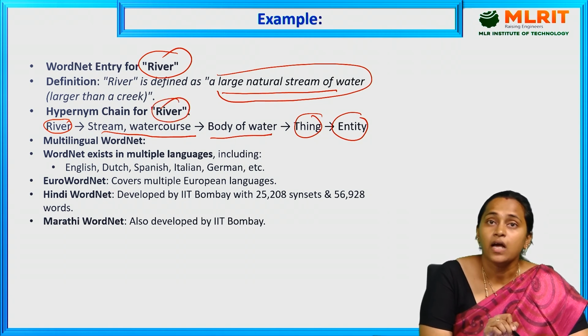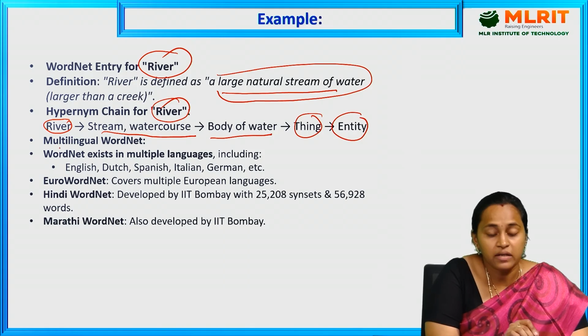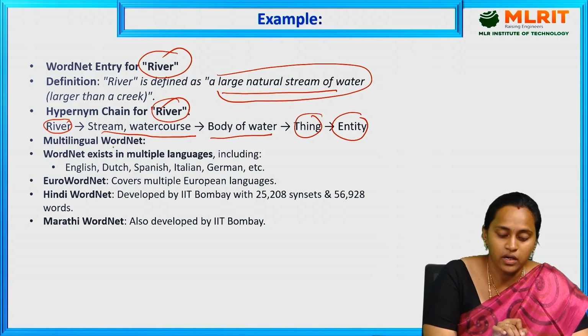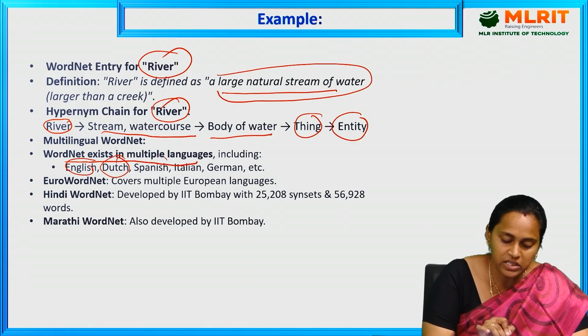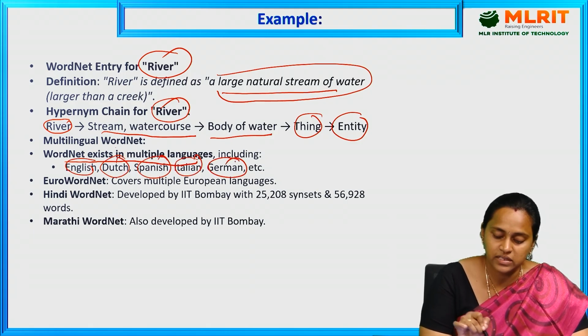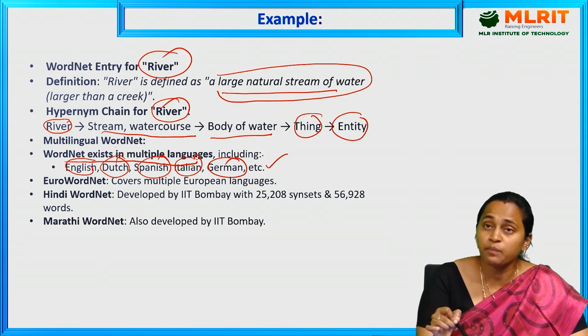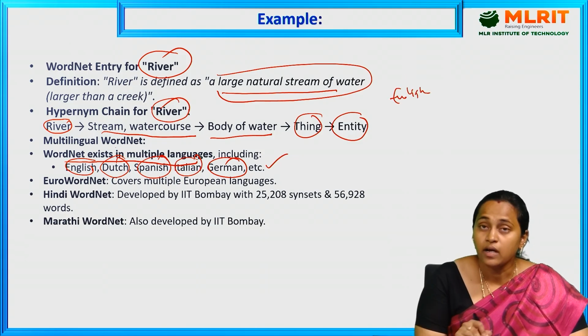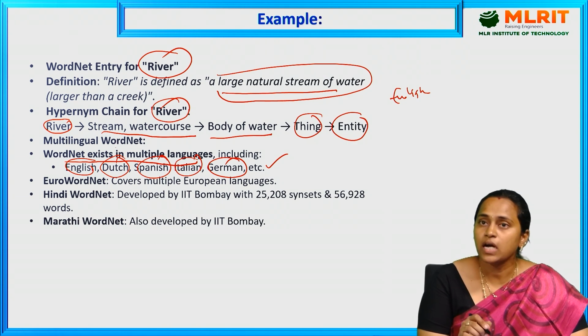Let's see, WORDNET is multilingual. That means it is used in multiple languages. It is a database that contains multiple languages. So WORDNET exists in multiple languages, including English, Dutch, Spanish, Italian, German, etc. But up to now we discussed using English only. We discussed the English dictionary only, right? River and vehicle, car, animals, all of this comes under English, right?